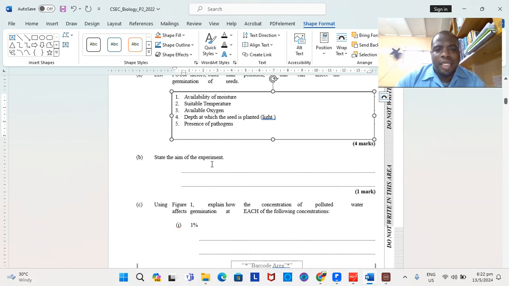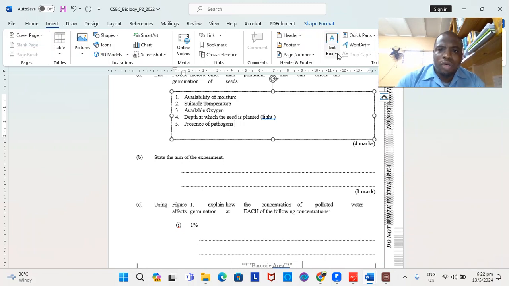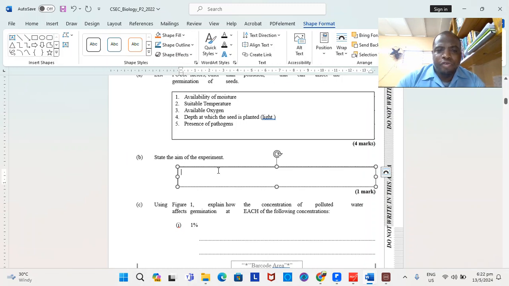Part B says, state the aim of the experiment. What is it that the experiment, what is the aim? And usually when you're describing the aim, most of the time the statement will begin by stating "to determine."